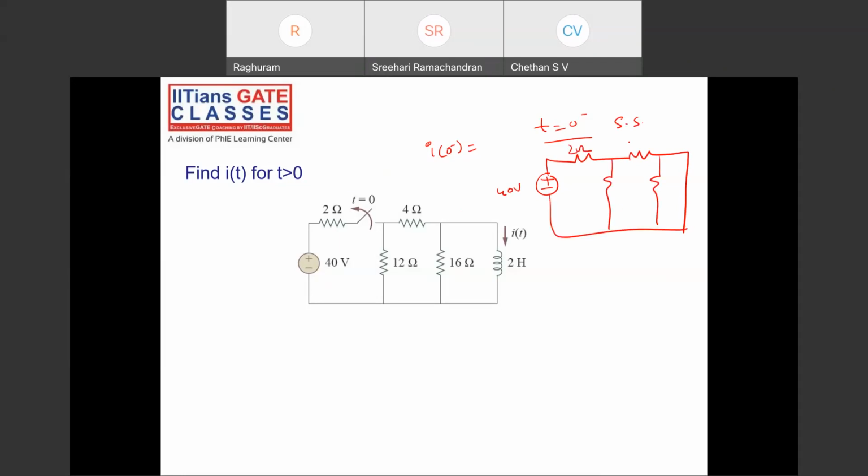2 ohms, 4 ohms, 12 ohms, 16 ohms. See here, this is what my current is, I of 0 minus or 0 plus. When this is short circuited, no current flows through this resistor, right? I can remove this resistor. Current always flows through the least resistive path.